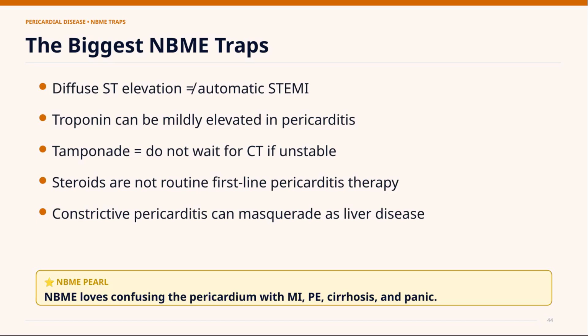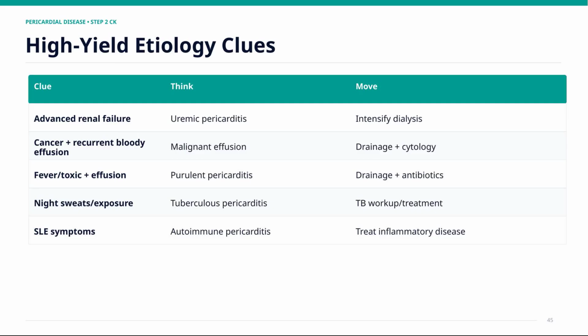Tamponade means you do not wait for a CT if the patient is unstable. Steroids are not routine first-line therapy for pericarditis. And constrictive pericarditis can absolutely masquerade as liver disease. NBME Pearl. They love confusing the pericardium with an MI, a PE, cirrhosis, and plain old panic. Etiology clue drills.